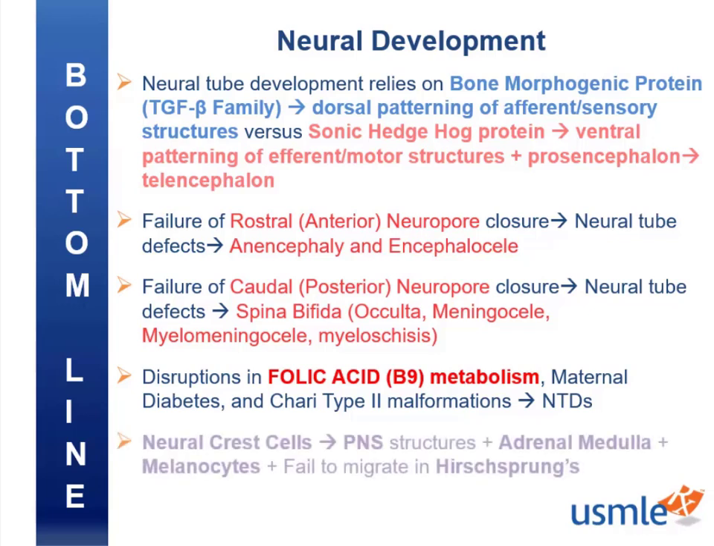Lastly, know that the neural crest cells give rise to peripheral nervous system structures, the adrenal what? Medulla, you got it, melanocytes, among other structures, and that failure of the neural crest cells to migrate to the distal colon results in Hirschsprung's disease.